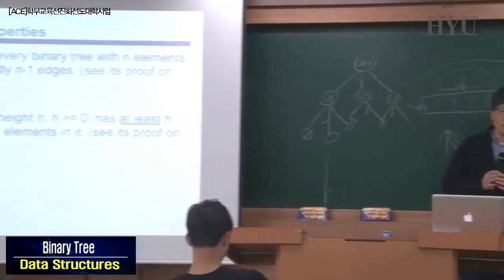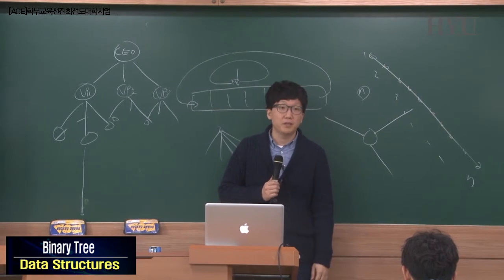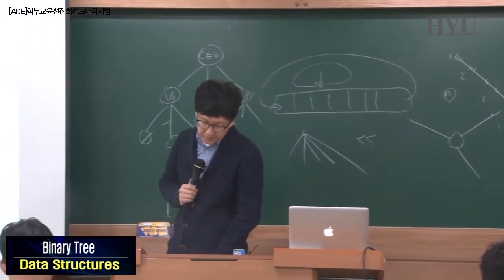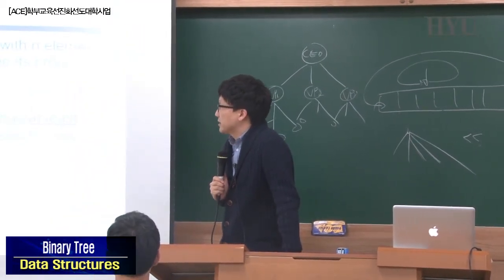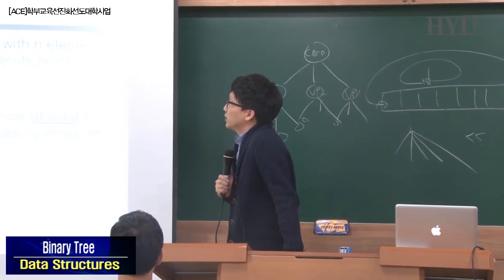These are the binary tree properties, 3 binary tree properties that are discussed in our textbook. A drawing of every binary tree with n elements, n greater than 0, has exactly n-1 edges.